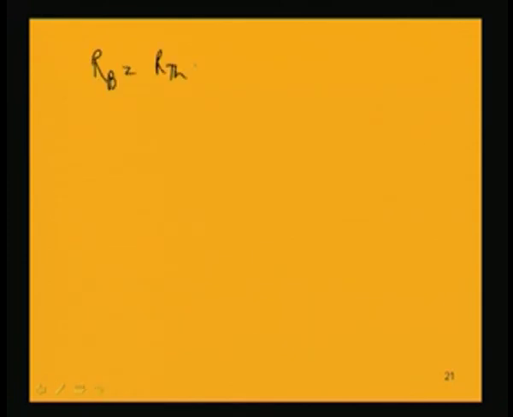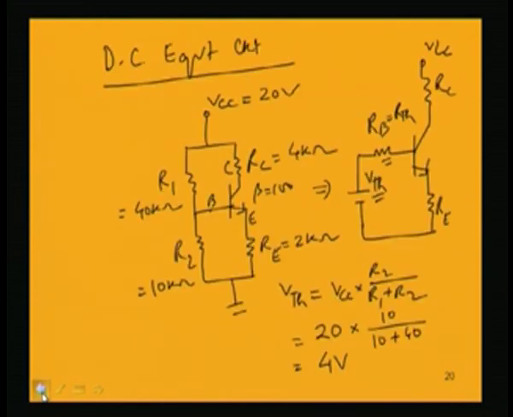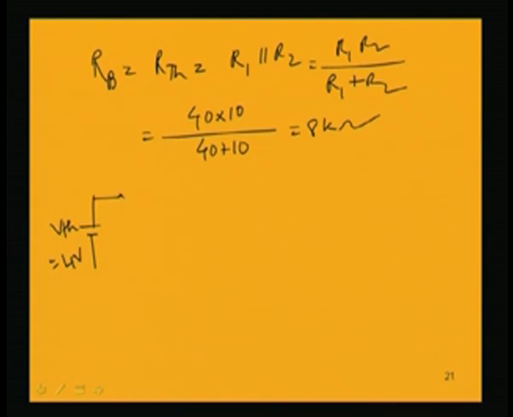Similarly we can find out what is RB, that is our Thevenin's resistance, which is the parallel combination between R1 and R2. So, it is equal to R1 into R2 divided by R1 plus R2. Putting the values of R1 and R2, we get 40 into 10 by 40 plus 10, and that gives 8 K. So, now if we know this R Thevenin and V Thevenin and replace in the circuit, 4 volt is V Thevenin, and RB is equal to 8 kilo ohm. Others are as it is.